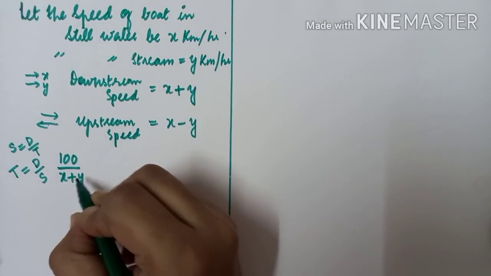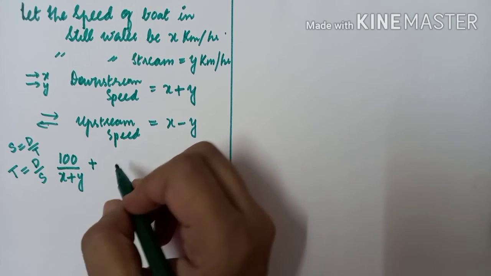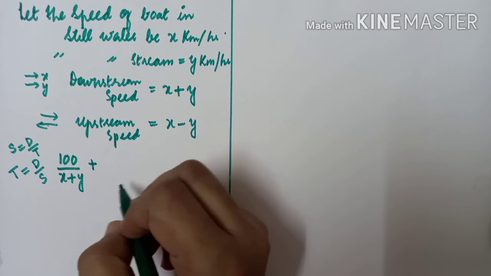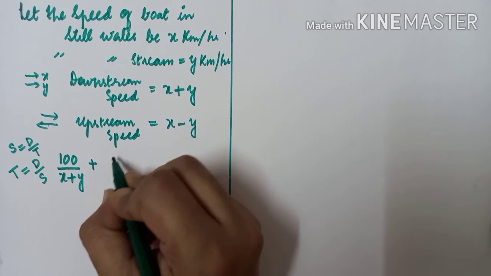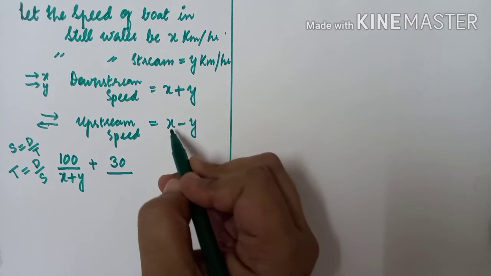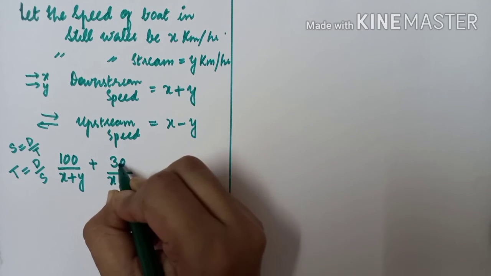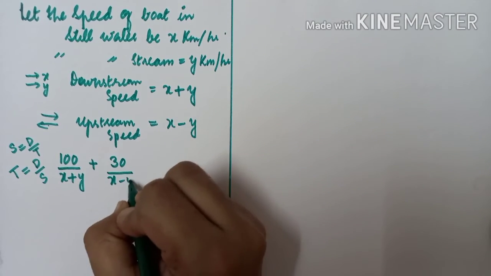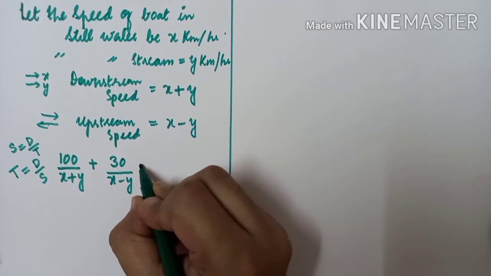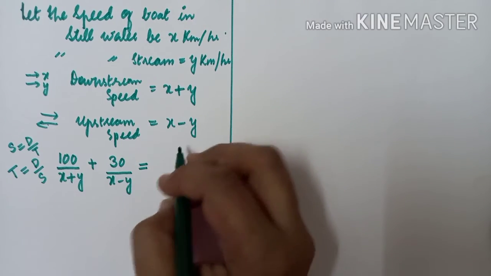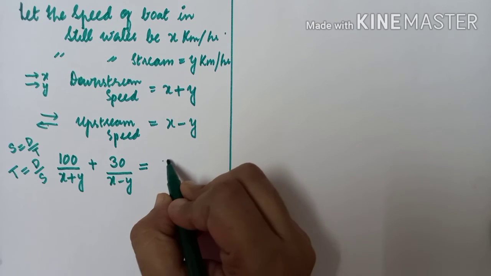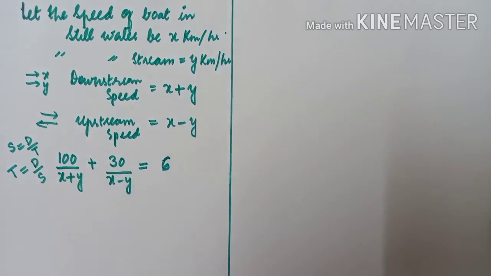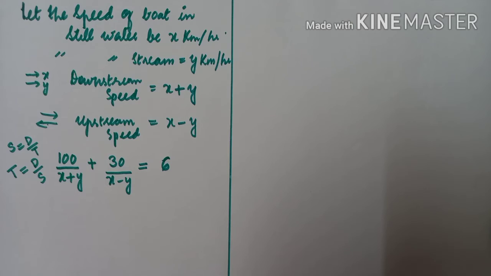So 100 by x plus y plus, now what about the upstream? It is 30 kilometer going upstream, so 30 divided by x minus y. 30 is the distance and x minus y is the speed of upstream. That will be equal to the time taken, downstream and upstream both together. What is the total time given in the question? It is 6 hours. So this is your equation 1. From that first sentence you got this equation.